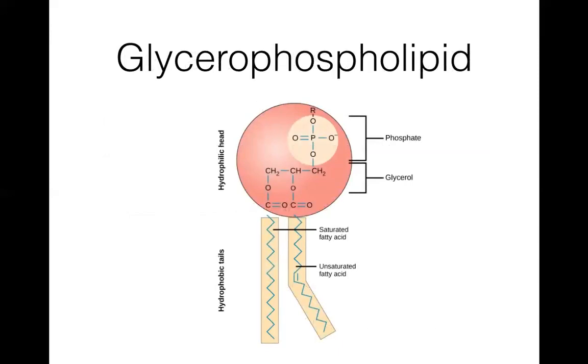So this is a schematic diagram of a glycerophospholipid. It is composed of a polar head and two hydrophobic tails. So the backbone, as I have said earlier, is a glycerol. Bonded to it is a phosphate, and this is what is responsible for its hydrophilic or polar property. Now, two fatty acids are bonded to the glycerol backbone. The fatty acids can be either saturated or unsaturated, and the tail of the fatty acid is what gives it its hydrophobic property.